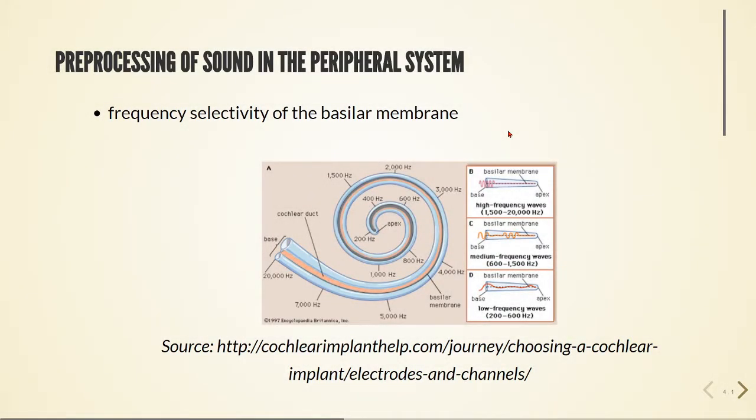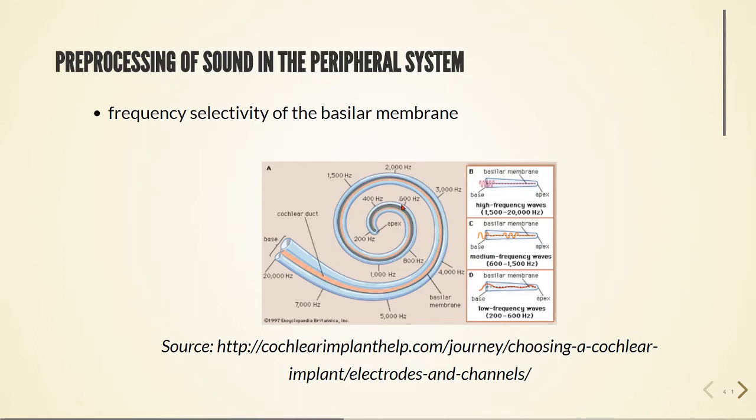From the sound processing perspective, the cochlea works as a set of bandpass filters. So that means that the cochlea is divided into many parts which respond to different frequencies. So low frequencies produce oscillations near the apex, and high frequencies produce oscillations near the base or the oval window.